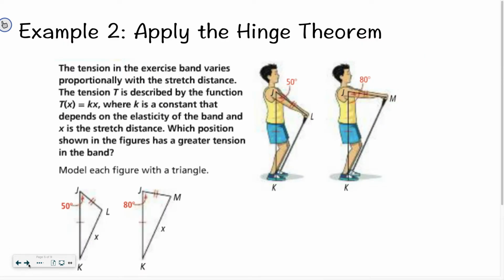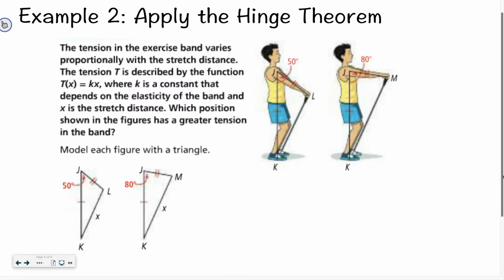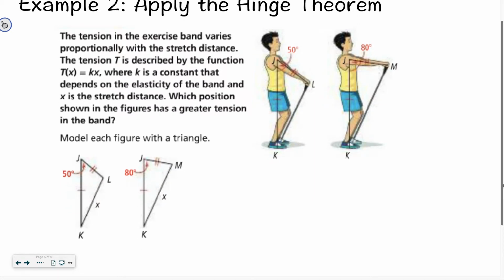So if we apply this Hinge theorem, we are looking at an example of someone working out, and the tension in an exercise band varies proportionally with the stretch distance. So the amount of tension in that band changes based on how far you pull it. The tension T is described by the function T of x equals Kx, where K is a constant that depends on the elasticity of the band, and x is the stretch distance.